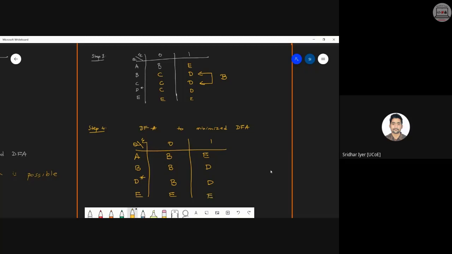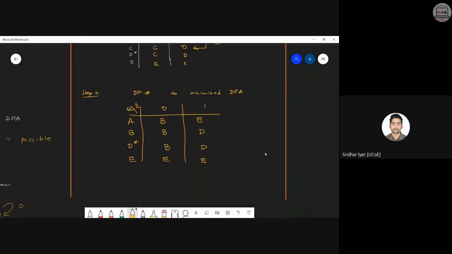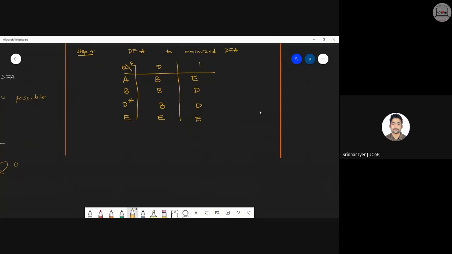Okay. Any more minimization possible? No. I can't see any more minimization possible because transitions are the same in case of B and D, but D is the final state and B is a non-final state. So we can't merge them, we can't combine them. So finally, if you want to add one more step, it could be the transition diagram. So the final diagram that you will make, simply draw that.